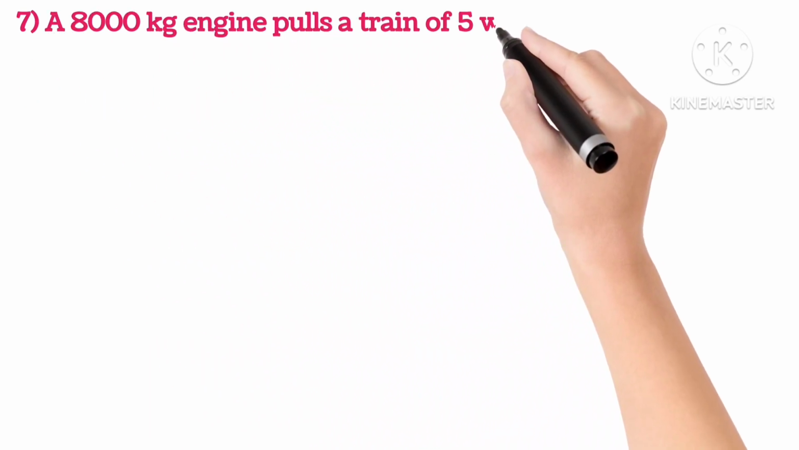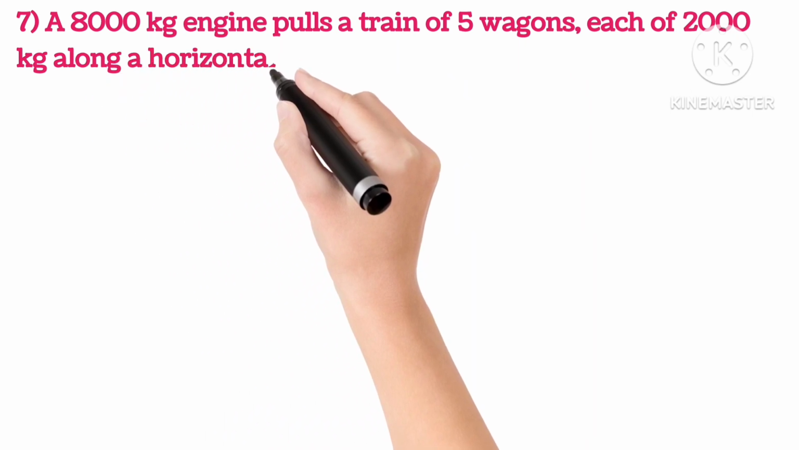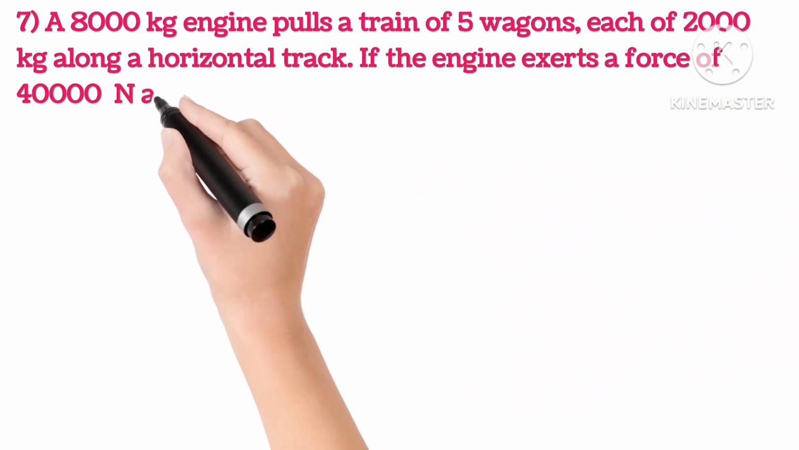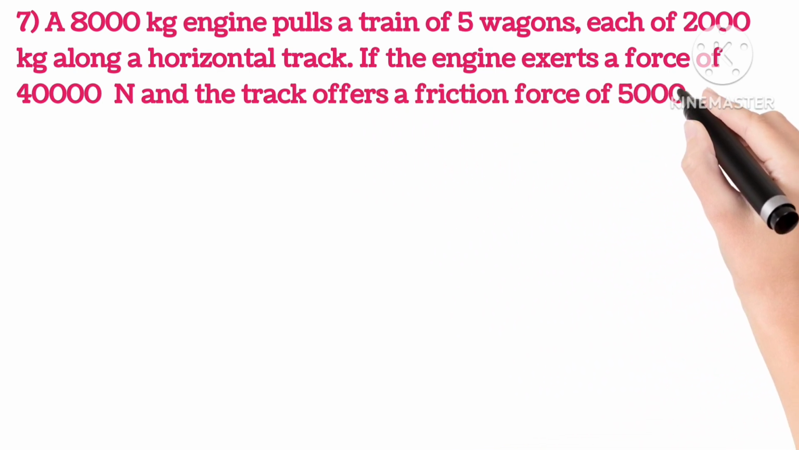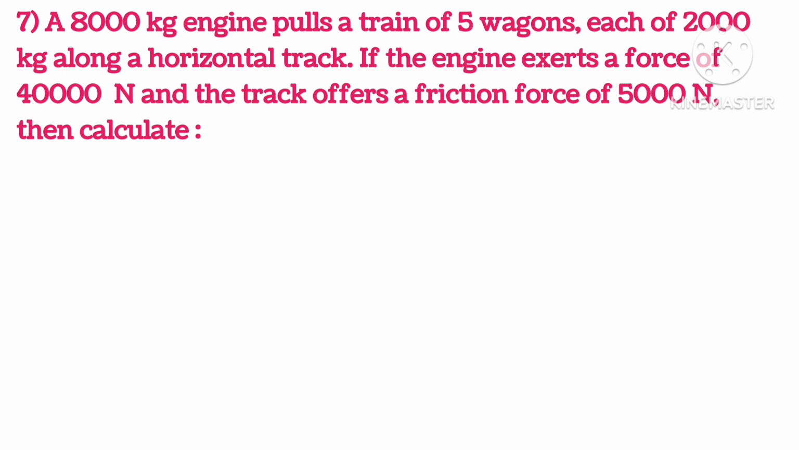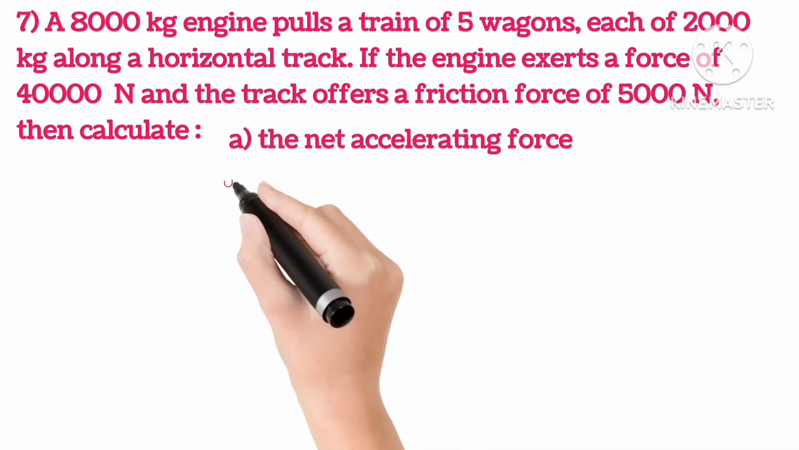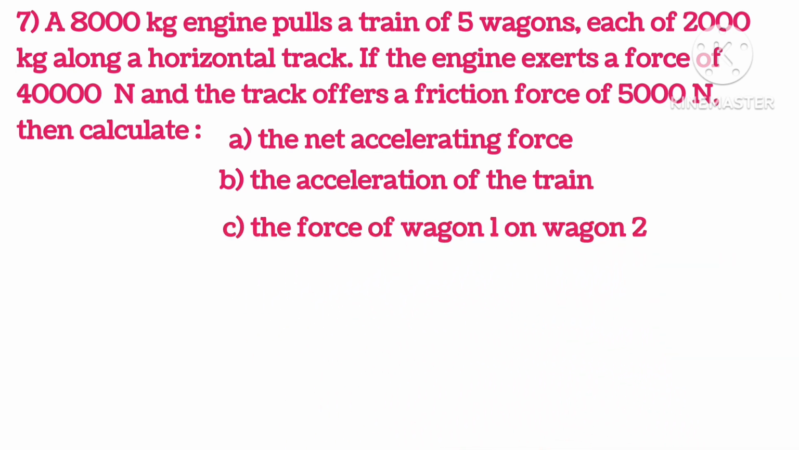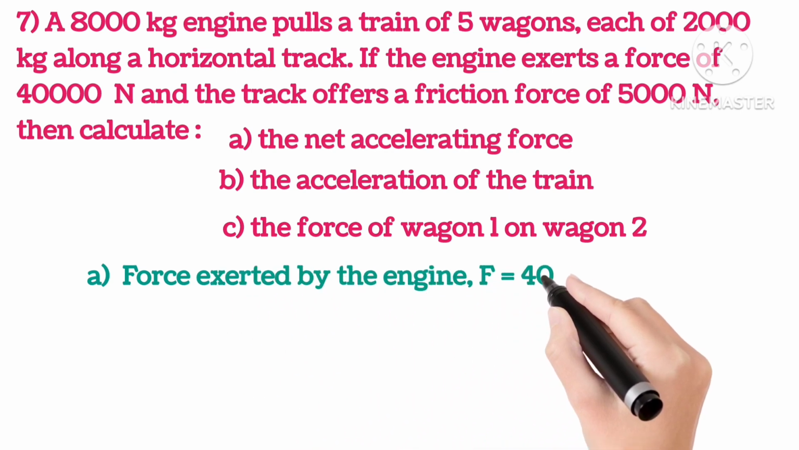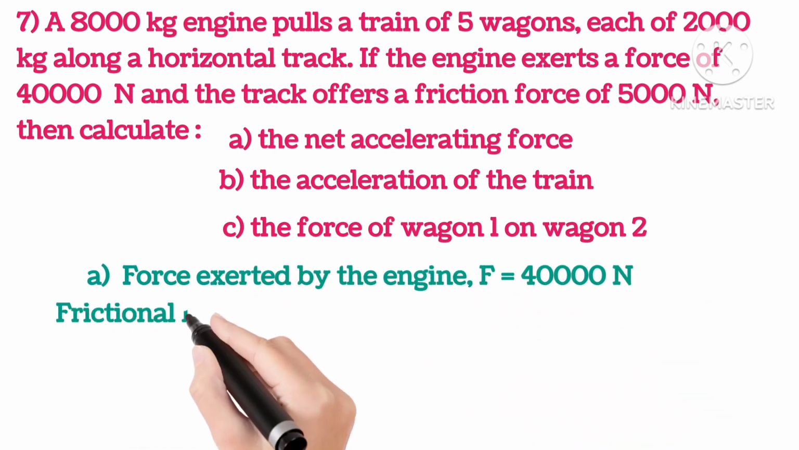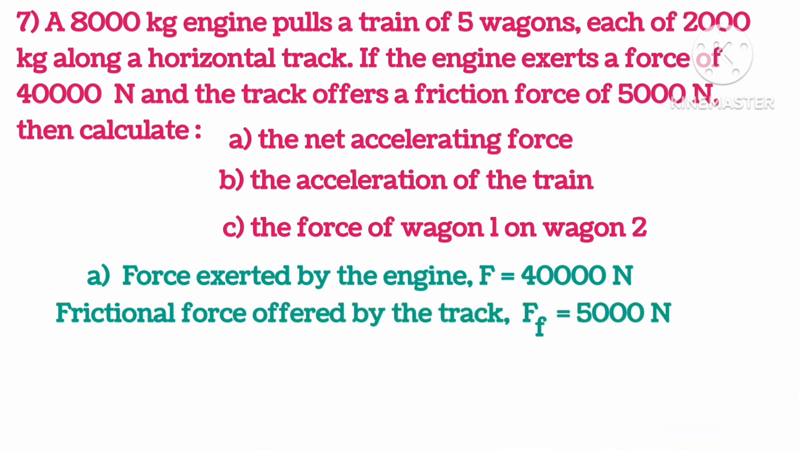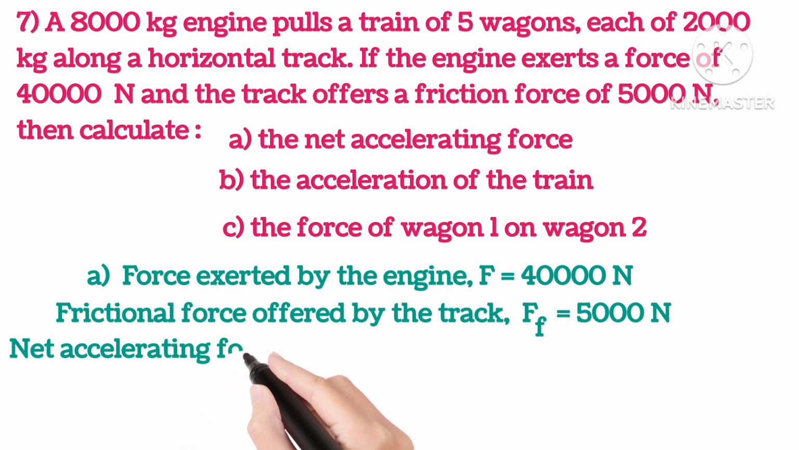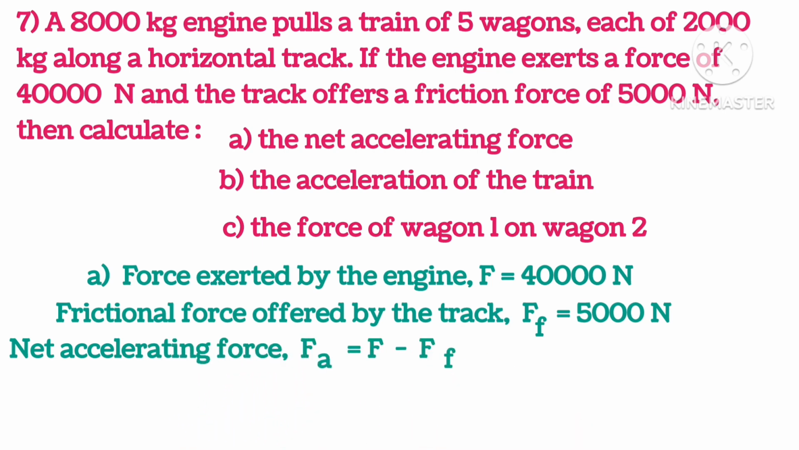An 8000 kg engine pulls a train of 5 wagons, each of 2000 kg, along a horizontal track. If the engine exerts a force of 40,000 newtons and the track offers a frictional force of 5,000 newtons, then calculate A, the net accelerating force, B, the acceleration of the train, C, the force of wagon 1 on wagon 2. So first, force exerted by the engine is 40,000 newtons. Frictional force offered is 5,000 newtons. So net accelerating force will be equal to force exerted minus frictional force, that is 40,000 minus 5,000, which is equal to 35,000 newtons.